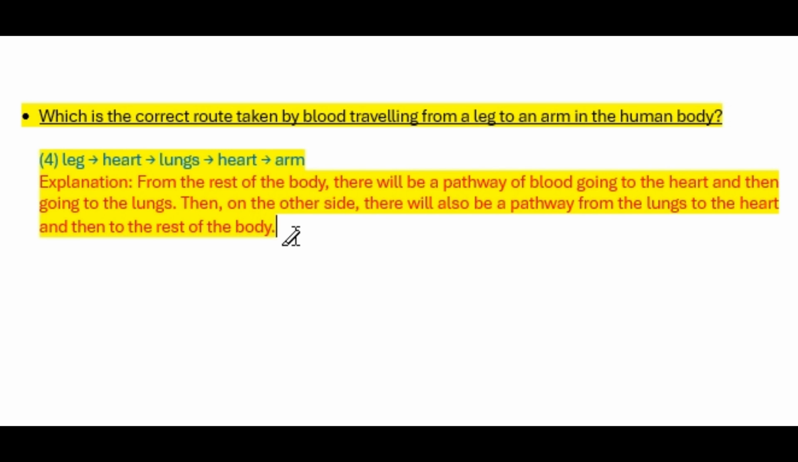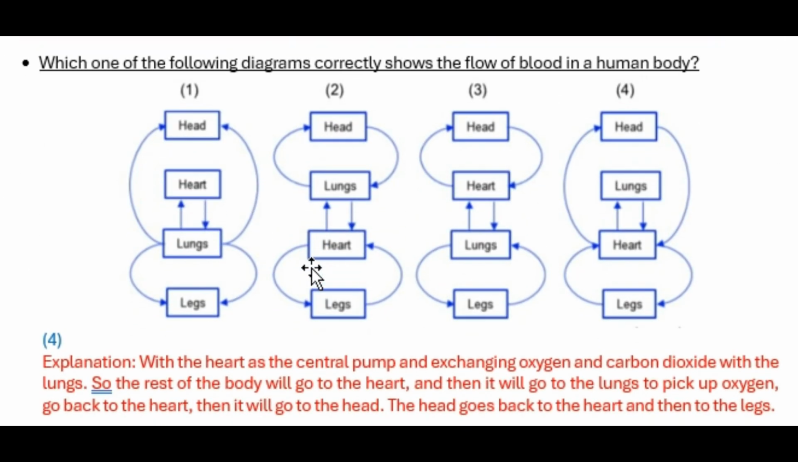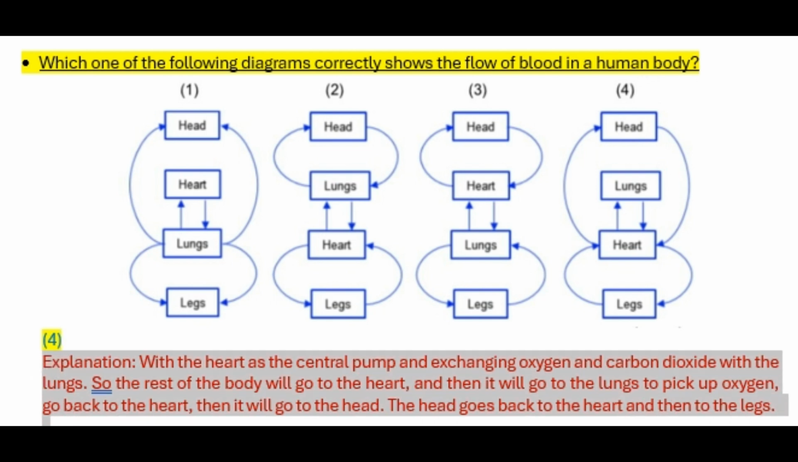Which one of the following diagrams correctly shows the flow of blood in a human body? 4. Explanation: with the heart as the central pump and exchanging oxygen and carbon dioxide with the lungs. So the rest of the body will go to the heart, and then it will go to the lungs to pick up oxygen, go back to the heart, then it will go to the head. The head goes back to the heart and then to the legs.